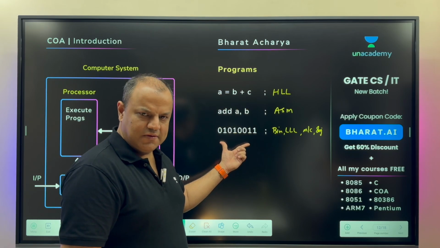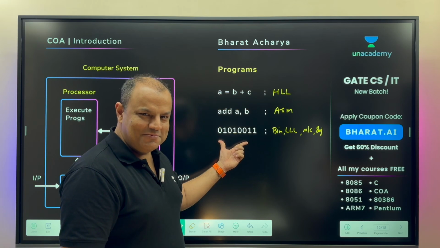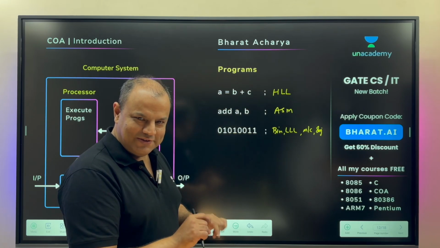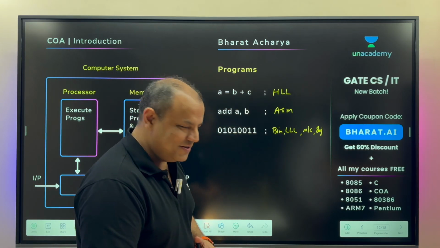Do we write this? No. Do you think you'll be writing this? You think you'll join those companies and get those fabulous salaries because you're typing zeros and ones? No one does. This is not for humans. That's why it's called machine language.